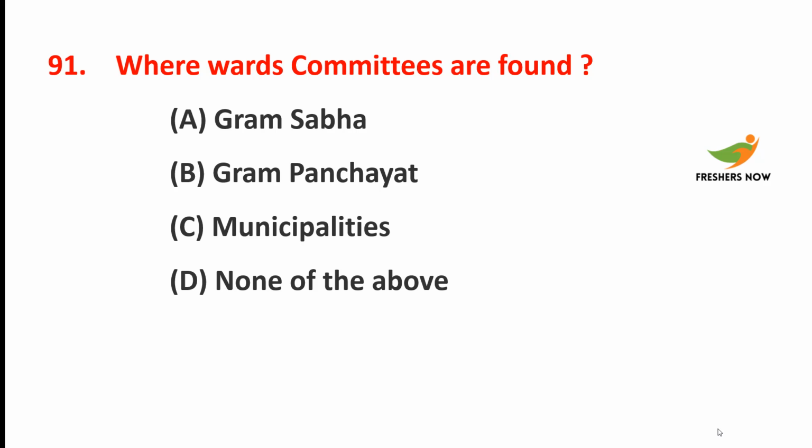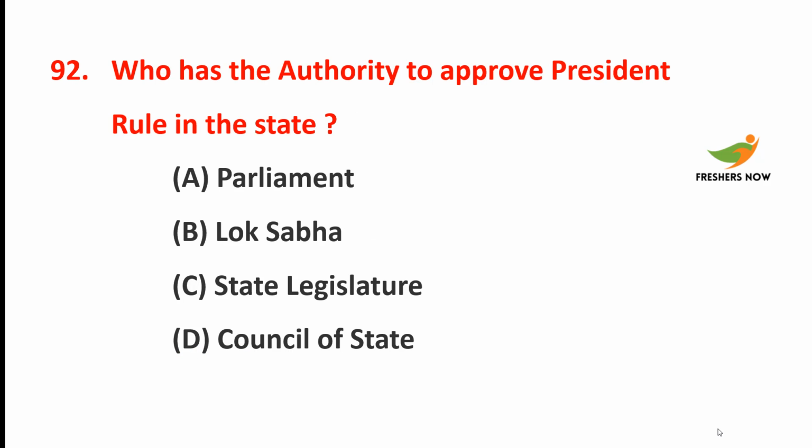91. Where are wards committees found? And the answer is C, municipalities. 92. Who has the authority to approve President's rule in the state? And the answer is A, Parliament.